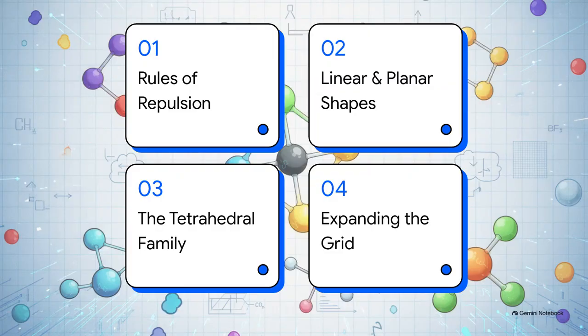Okay, let's dive right into this. Here's our roadmap for today. First, we'll cover the rules of repulsion. Second, linear and planar architectures. Third, we'll look at the tetrahedral family. And finally, expanding the grid.